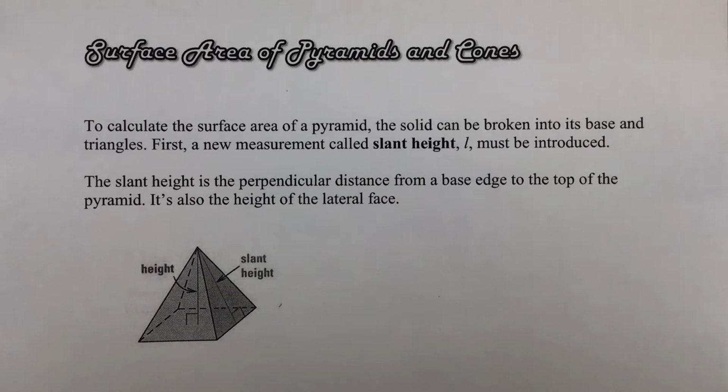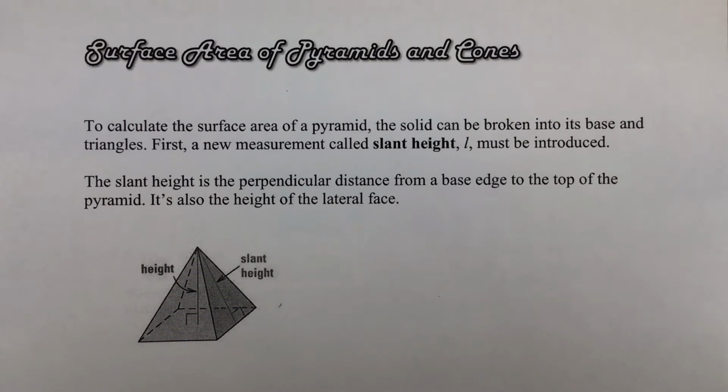To calculate the surface area of a pyramid, the solid can be broken into its base and triangles. Okay, so you're going to have some sort of a base here. This appears to be a square. The lateral sides here are all going to be triangles versus having rectangles like in the prisms. So if we break it completely into its base and a bunch of triangles, you can figure out the individual areas and then add them all together.